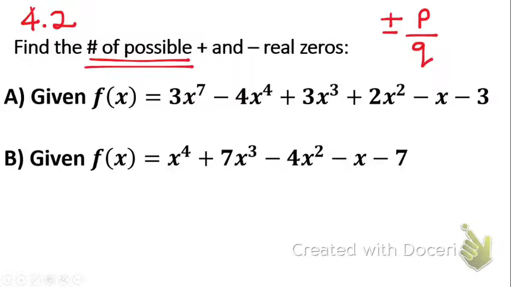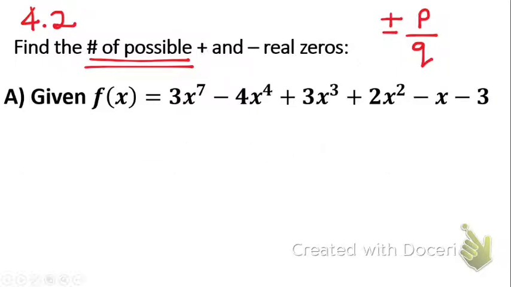I'm going to go ahead and take off B for right now. So what you have to do is list all the factors of P and divide that by all of the factors of Q. For this example, P is always going to be your constant. So this is P, Q, so P is your constant. And Q is the leading coefficient.